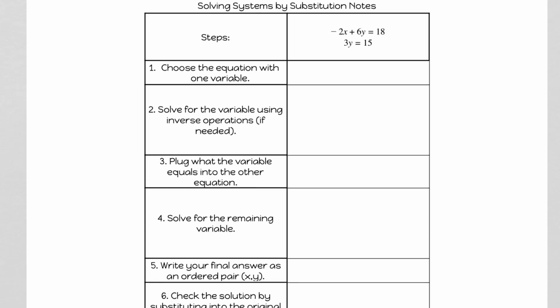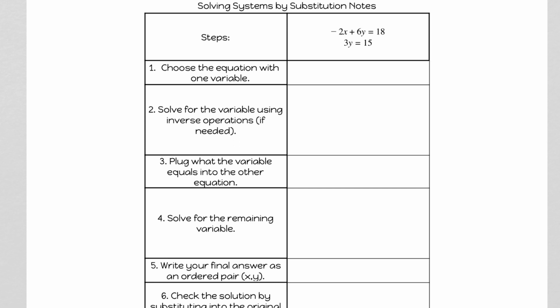Hi guys, today we are working on solving systems by substitution. Specifically, today we are talking about substituting a variable. So we have one equation that has two variables and the other equation has one variable. What we're going to do is choose the equation with one variable, and we're going to walk through all these steps together.